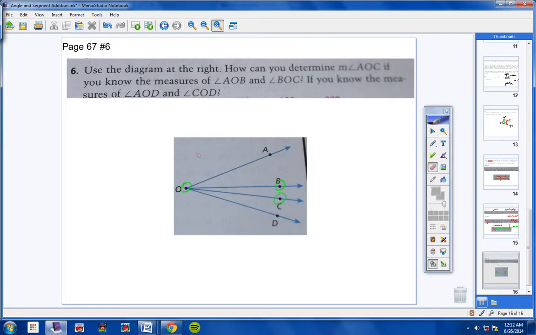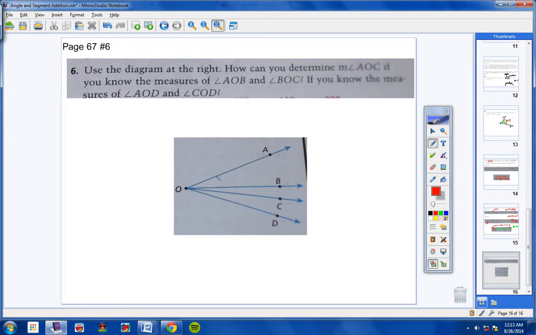Now, the last part of this problem is pretty difficult, so I'll do the best I can to explain it, but please pay attention, okay? If you know the measure of AOD, so here it is, A down to O, and then O to D, so you know this whole angle, okay? And COD, okay? If you knew the whole angle and that little angle, how would you find the angle from here to here? Angle AOC. Well, let's use numbers and see if that helps, okay?